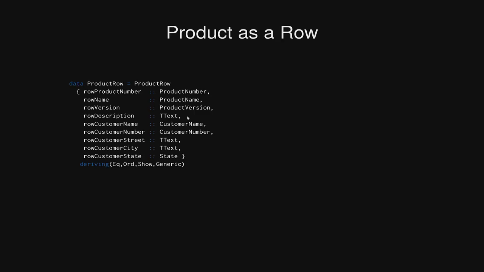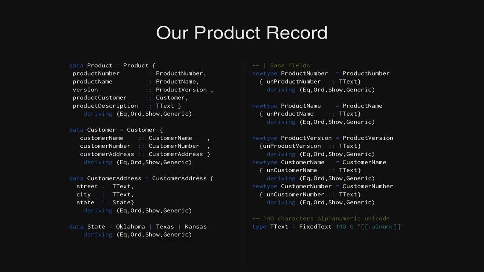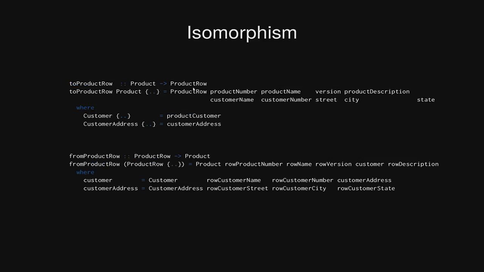Let me back up a couple slides just to remind you. So a product had a customer and a version and a name and a number. And here I'm grabbing that customer out so I can get the fields there. And I'm grabbing the customer's address out from customer. And then I'm flattening it all out right here. Okay, and then if I had a product row and I wanted to go backwards, I just got to do it all in reverse. So now I'm constructing a customer and I'm constructing an address to build a product.